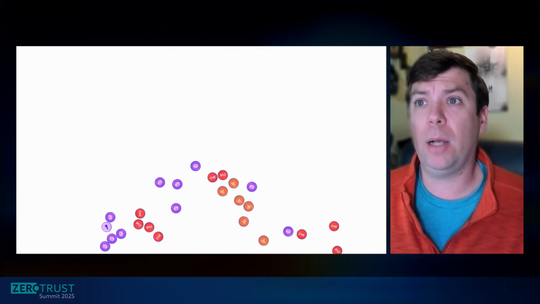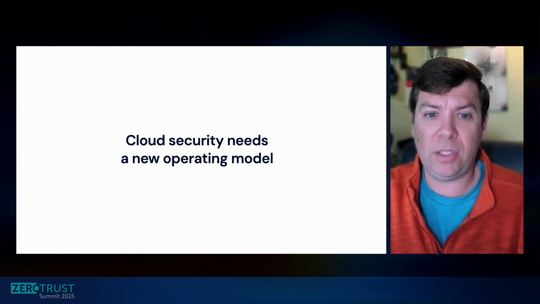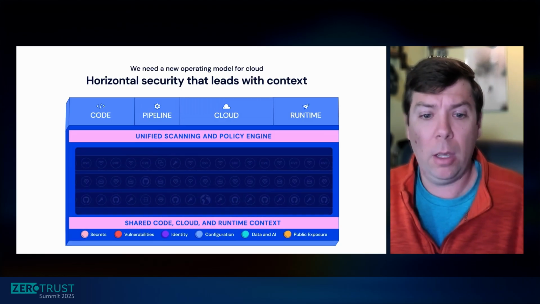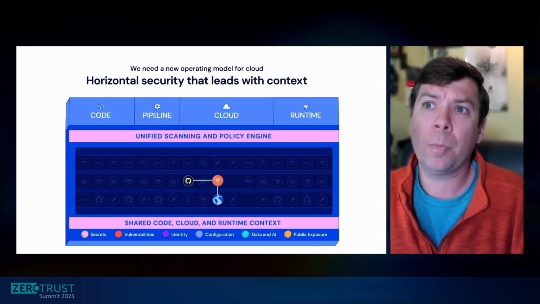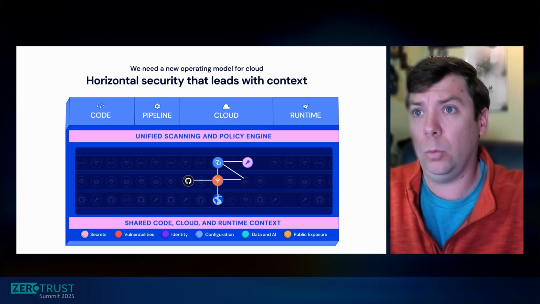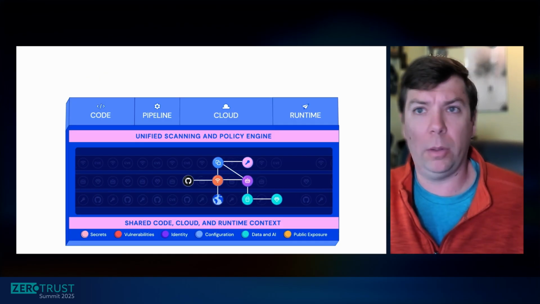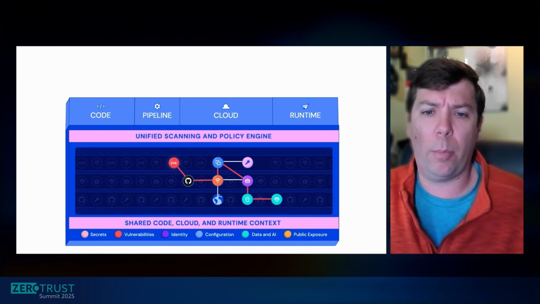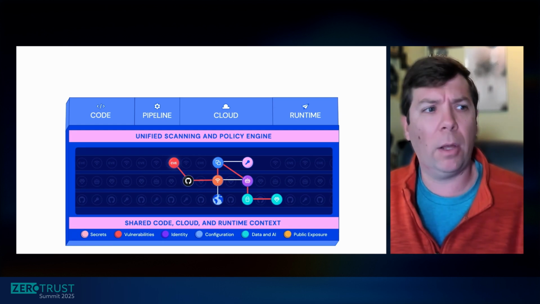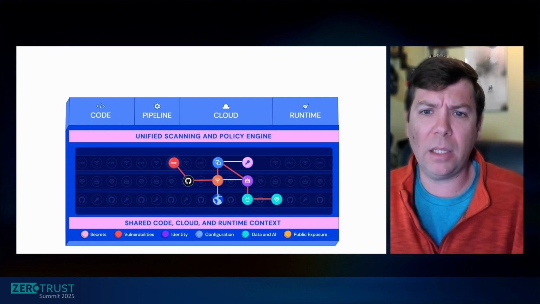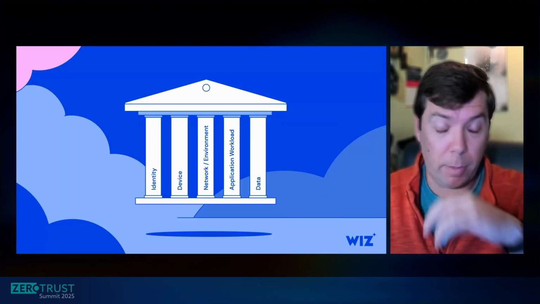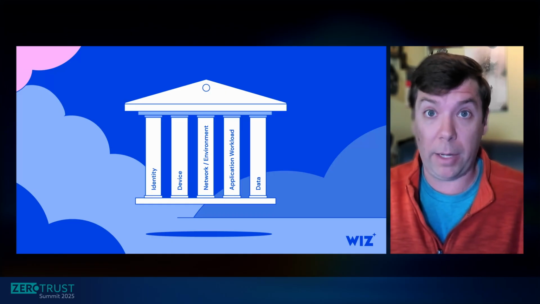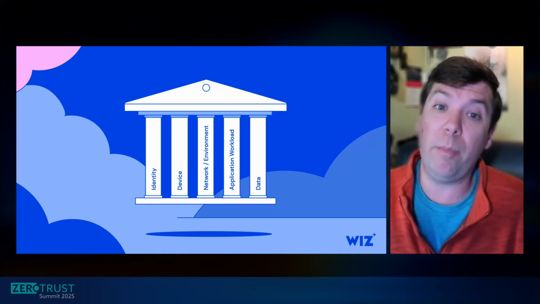So we have to have a different model. We have to have something where we're operating from a unified scanning and policy engine with shared code, cloud, and runtime context. We see these elements actually built into a lot of the core from a zero trust perspective. So if you go into special publication 800-207, you'll hear about things from the control plane and from the PEP and PDPs and all those other lovely acronyms. But the reality, if we go back and we pick on this model here, is what we said is, okay, we need to implement zero trust. We need that unified security. This is great. This is what we've been missing.